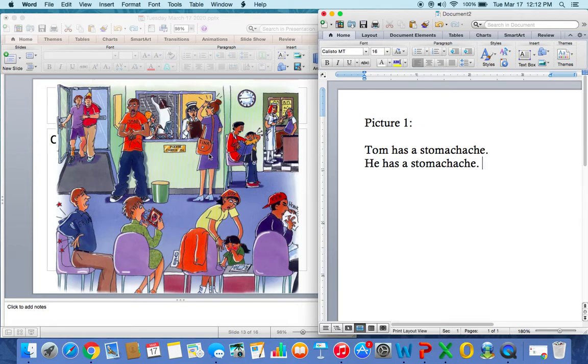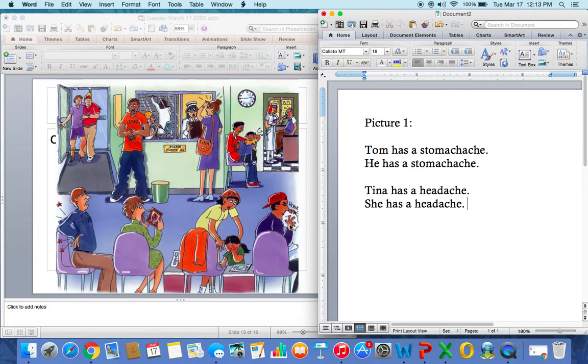Let's look at Tina. Tina is holding onto her head. So Tina has a headache. Tina has a headache. And if you didn't know her name, you could write she has a headache. So Tom has a stomach ache. Tina has a headache.